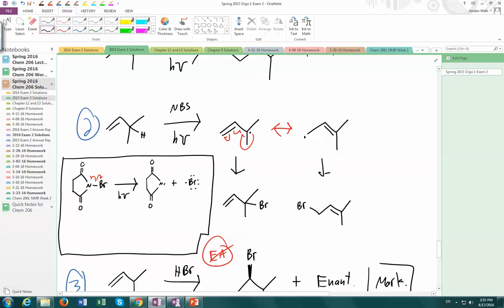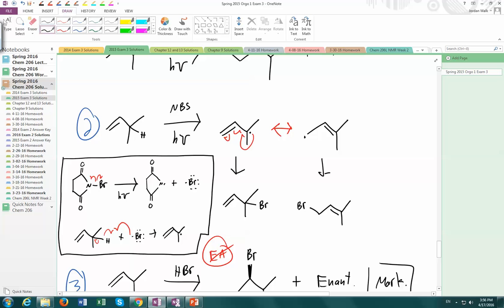And so from there, what happens is our bromine radical will, let me make sure I have this right. Yeah, so then the bromine radical will react and basically do a hydrogen abstraction like this. And so what you end up with is then that intermediate that we have above.